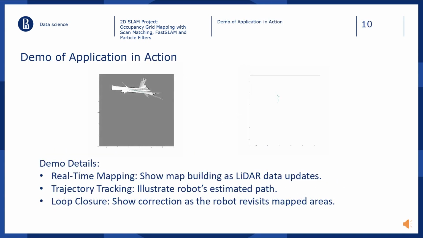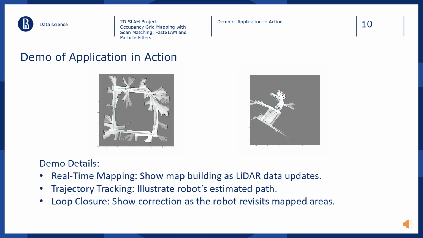Now let's look at the demo of the SLAM system in action. The one on the left is for the Intel dataset and the one on the right is for the MIT dataset. We are doing real-time mapping. The map is being built as LiDAR data is processed. You can see the estimated path followed by the robot. We can also observe loop closure in action as the system corrects the map when the robot revisits areas.